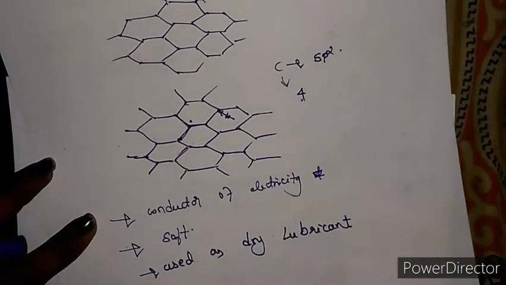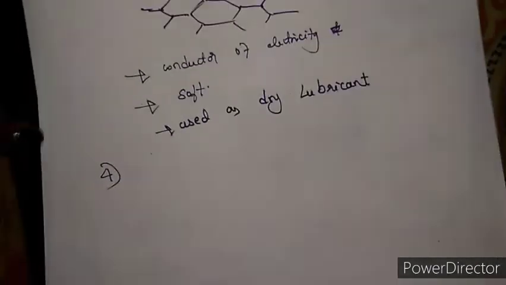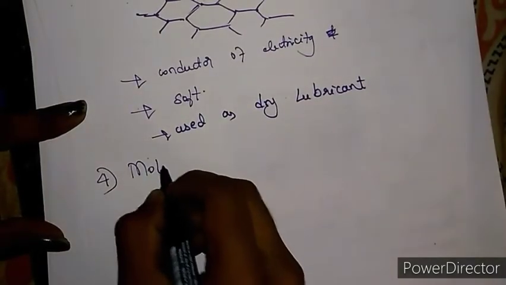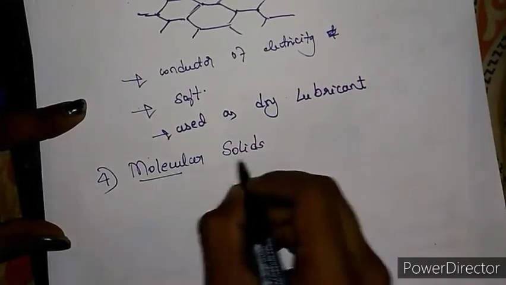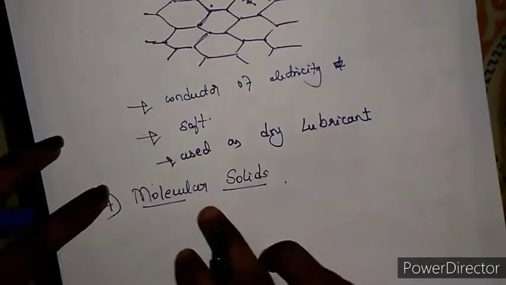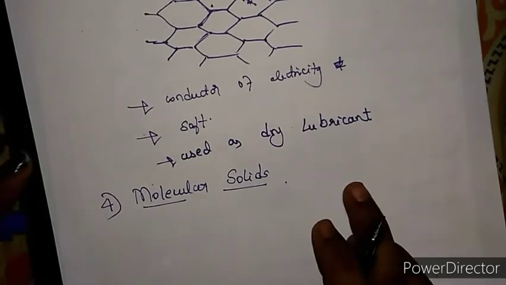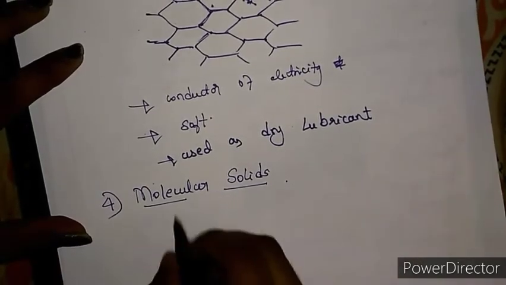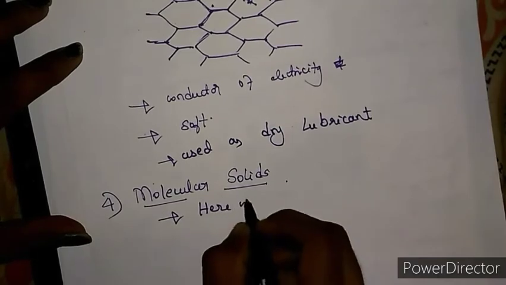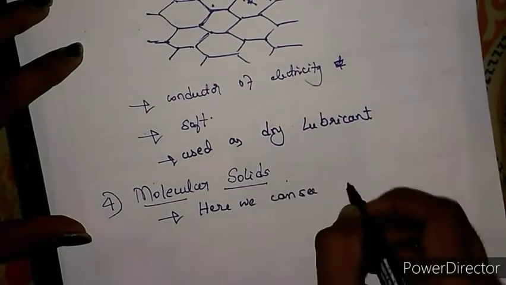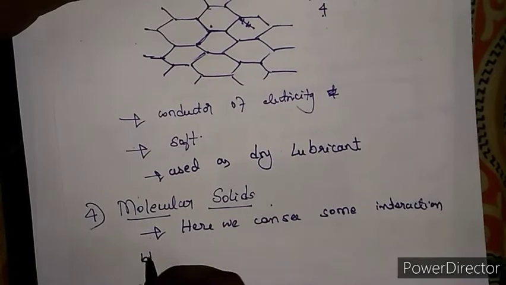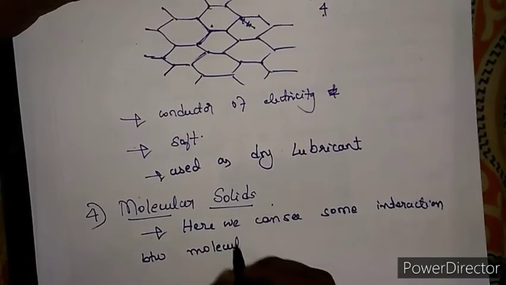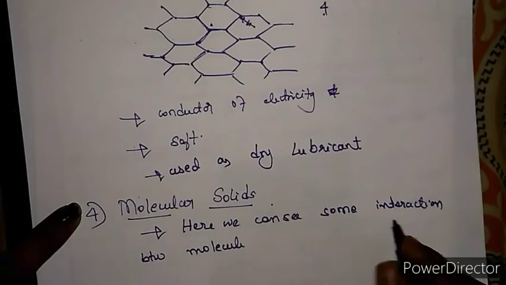Okay, the fourth type is the molecular solid. Molecular solid means between the molecules there will be a certain type of interaction. In this type of solid we can see some interaction between the molecules.